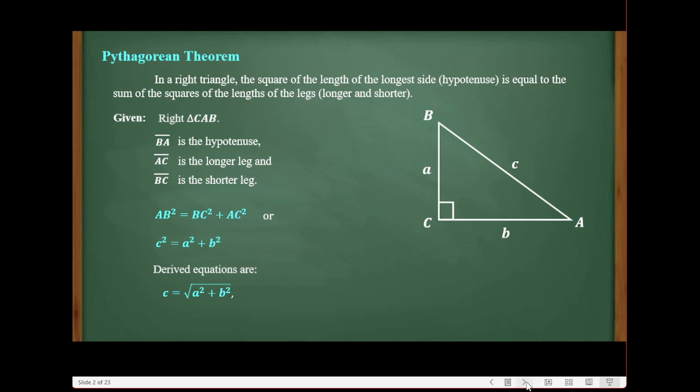Now for the second formula transformation from this equation, we have A is equal to the square root of C squared minus B squared, wherein this second transformation is useful when solving for the length of the shorter leg given the longer leg and the hypotenuse. And finally, the third transformation of the Pythagorean theorem is B is equal to the square root of C squared minus A squared, wherein this transformation is useful when finding the length of the longer leg given the hypotenuse and the length of the shorter leg. Okay.